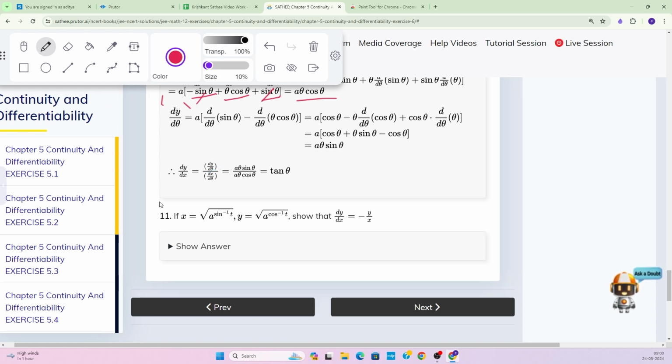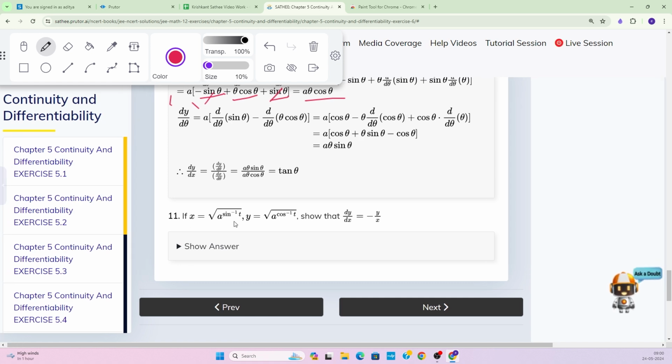Now the 11th problem, the last problem of this exercise 5.6. After this we will have enough tools, enough understanding to solve the derivative of parametric forms. So let's now see the 11th problem. The 11th problem says x is this, y is this, then we have to show dy over dx is equal to minus y by x. Okay, very simple. So let me just show you.